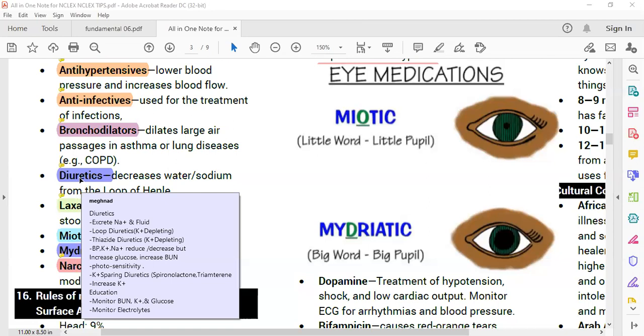Their side effect is opposite to the loop or thiazide diuretics. Loop and thiazide diuretics can cause a reduced potassium level, but potassium-sparing diuretics can cause an increased potassium level. Do not give to the patient with diabetes mellitus. I'm talking about potassium-sparing diuretics or spironolactone.